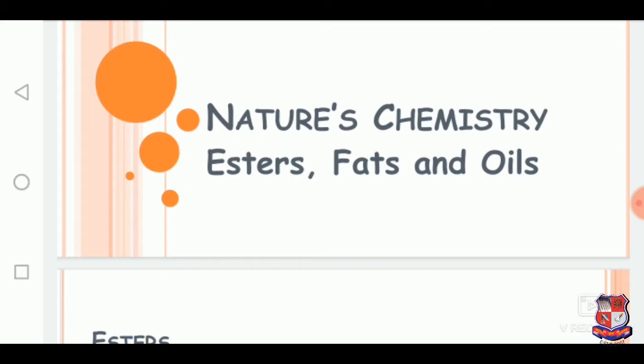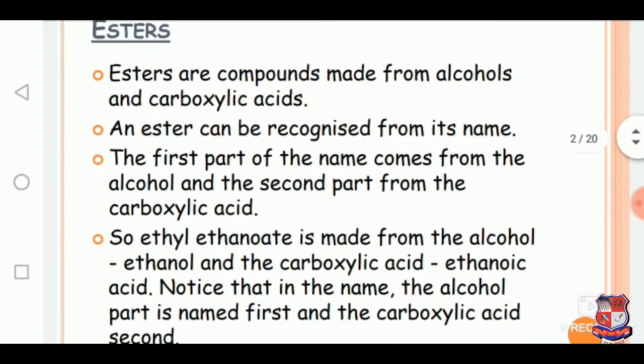Organic chemistry of third semester. So what are the esters? Esters are compounds made from alcohols and carboxylic acids. An ester can be recognized from its name. The first part of the name comes from the alcohol, and the second part is from the carboxylic acid.